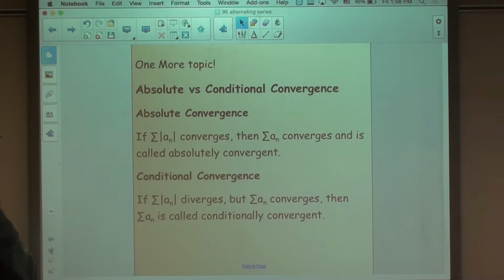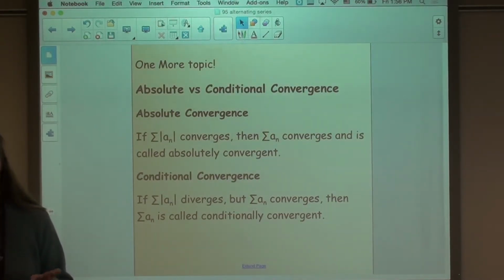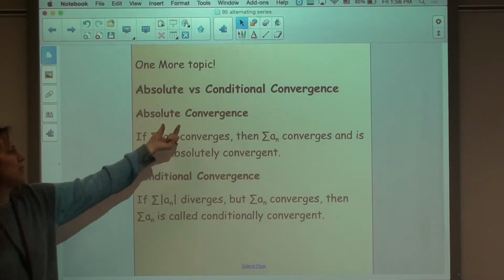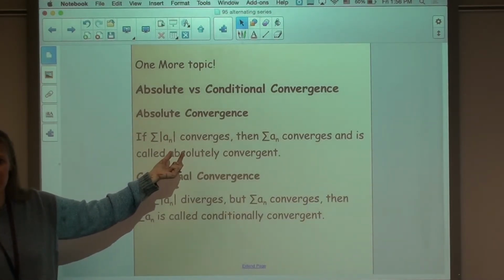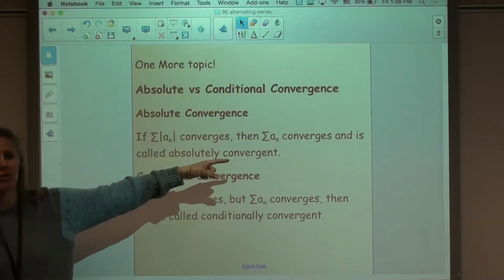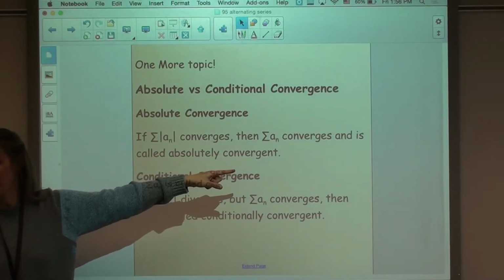Alternating series can do one of 3 things. They can converge absolutely, they can converge conditionally, or they can diverge. If you show that an alternating series converges, there might be problems where it asks you, does it converge absolutely or conditionally? Here's how you know. If the series of the absolute value of a sub n converges, then the whole thing converges absolutely.